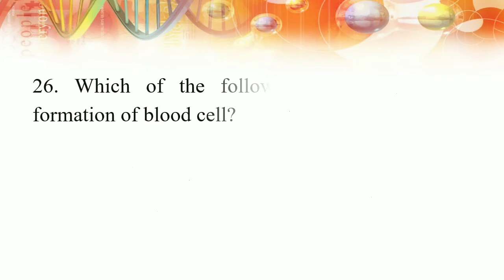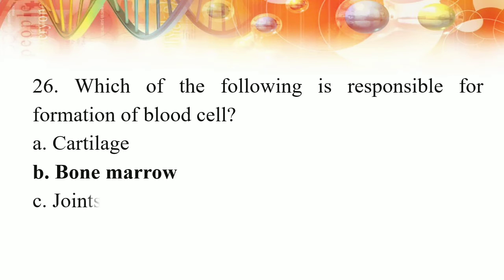Number 26. Which of the following is responsible for formation of blood cells? A. Cartilage, B. Bone marrow, C. Joints, D. Tendons. Cartilage is soft, gel-like padding between bones that protects joints and facilitates movement. Joint is where two bones make contact. Tendons are bands of tissue that connect muscle to bone. Bone marrow, specifically the red bone marrow, contains hematopoietic stem cells, which are stem cells that form blood cells.